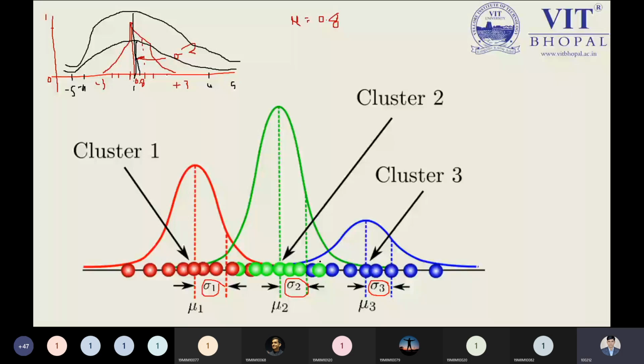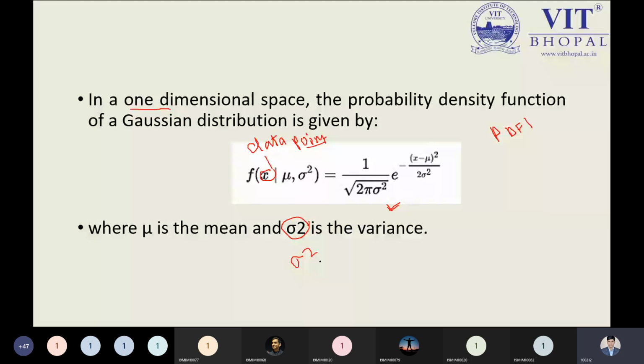Now, in one dimension space, the probability density function. Here we have to keep in mind some theoretical purpose, some equations only: how we are getting and how we are representing. Please keep in mind we can write sigma square over here, but it is not sigma 2. Sigma square is the name of the variance. Okay, please keep in mind. So in a one dimensional space, the probability density function of the Gaussian distribution. If I try to use the probability density function in one dimensional space, how can we define the one dimensional space? This one.